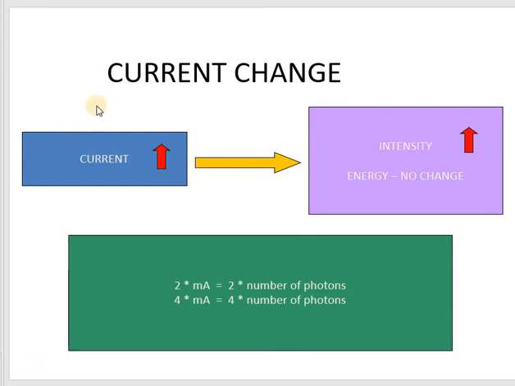So a higher current setting will increase the intensity and will not change the energy or the effective energy of the beam, or the maximum energy of the beam. So 2 mA, for example, has 2 times the number of photons, or 4 mA has 4 times the number of photons. This is just a factor, not literally 2 or 4.